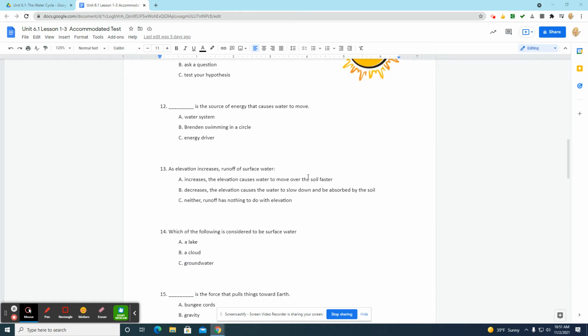Number 12. Blank is a source of energy that causes water to move. Is it a water system, Brendan swimming in a circle, or energy driver? Blank is a source of energy that causes water to move.